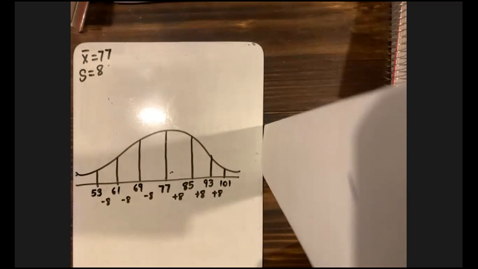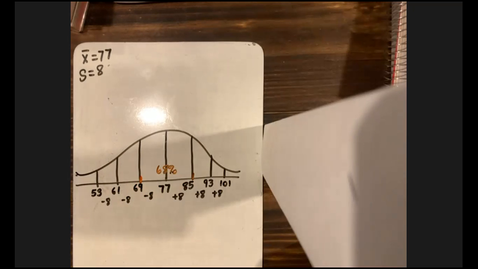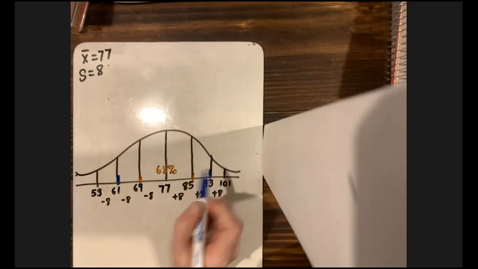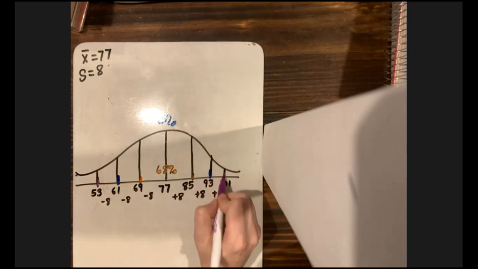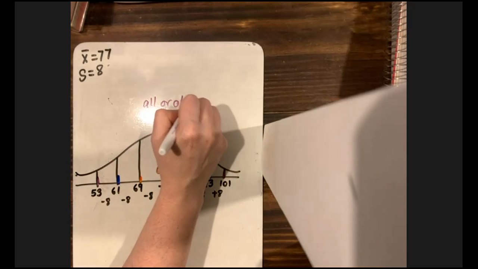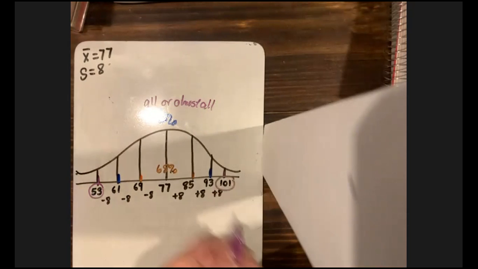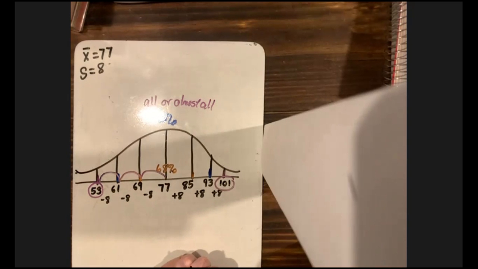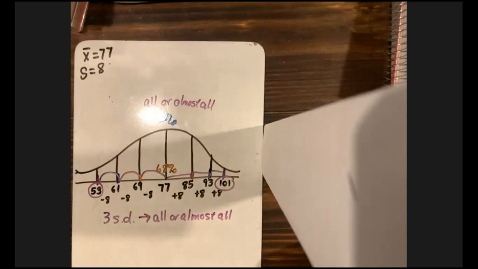And so what they're now discussing is that if I am from here to here, that is 68% of my data. If I push out to 61 to 93, that's 95% of my data. And if I push all the way out to 53 to 101, we're at all or almost all. So on number 3, it says assume that it's bell-shaped, approximately what percentage of values are between 53 and 101. That is 1, 2, 3 standard deviations below and 1, 2, 3 standard deviations up. Since that is 3 standard deviations away, all or almost all of our data is between those two values.